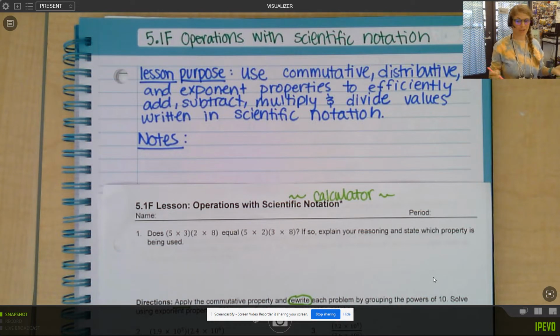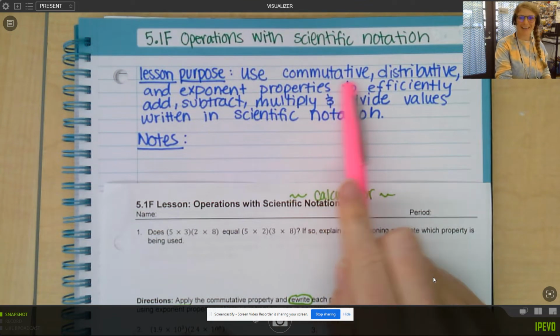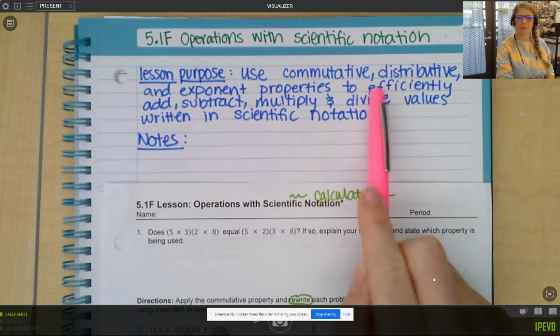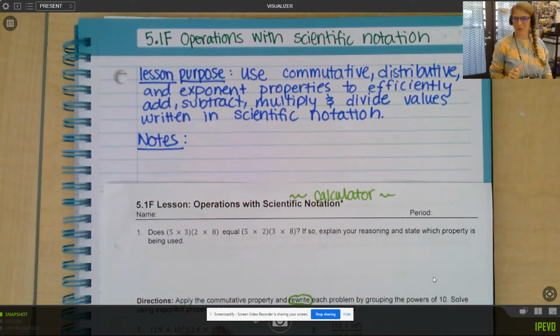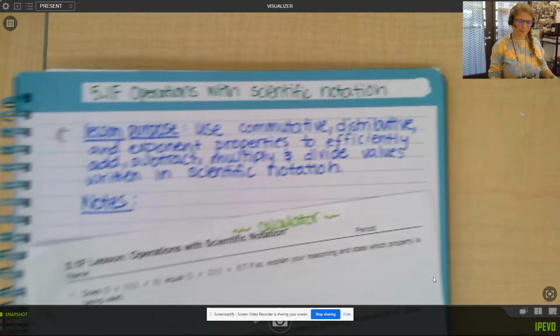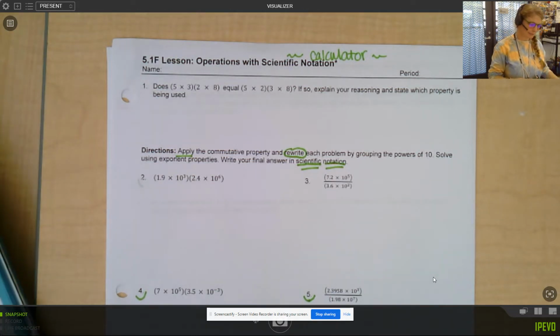We're going to do operations with scientific notation. No, we're not removing any kidneys. We are doing arithmetic operations: adding, subtracting, multiplying, and dividing. So our lesson purpose is to use the commutative, distributive, and exponent properties to efficiently add, subtract, multiply, and divide values written in scientific notation. So let's get started. You will want a calculator handy.